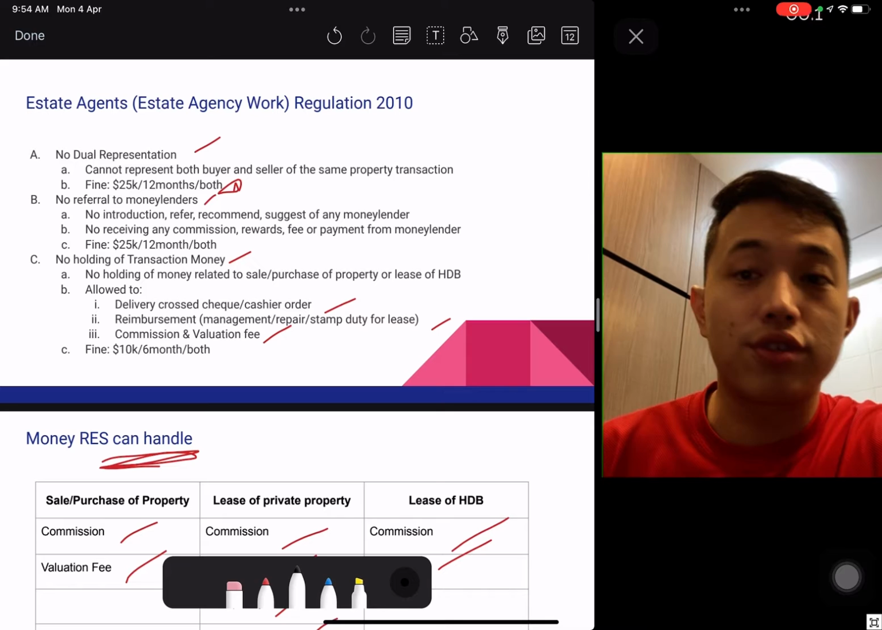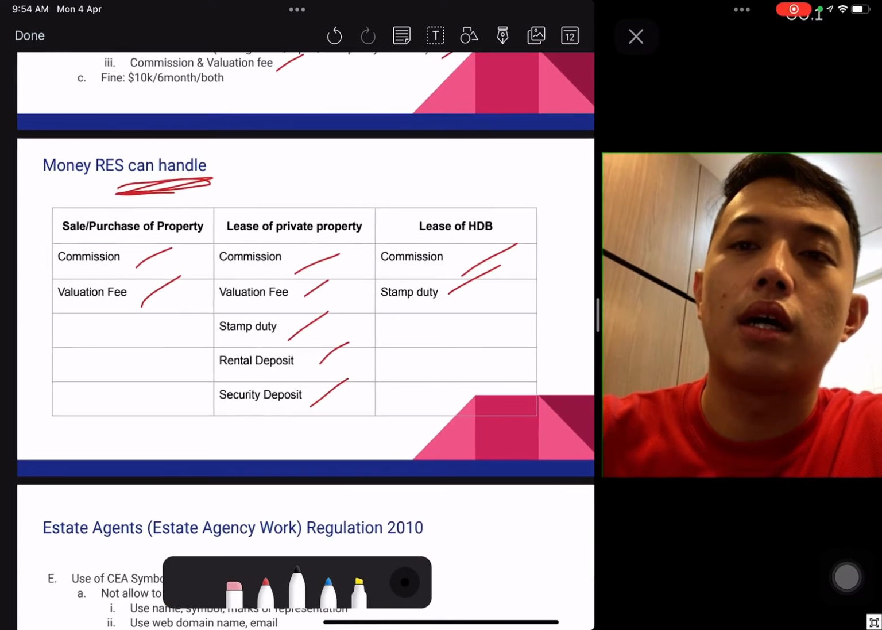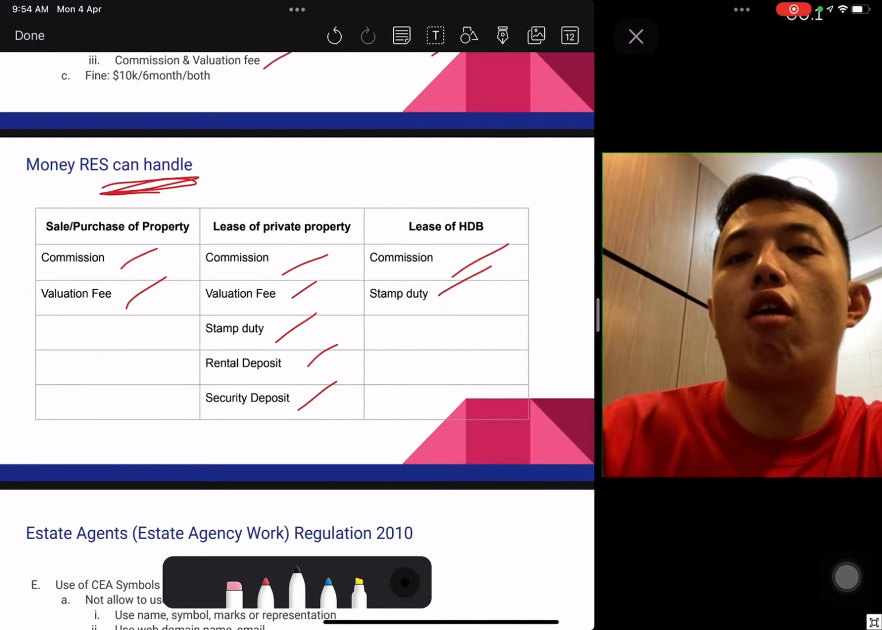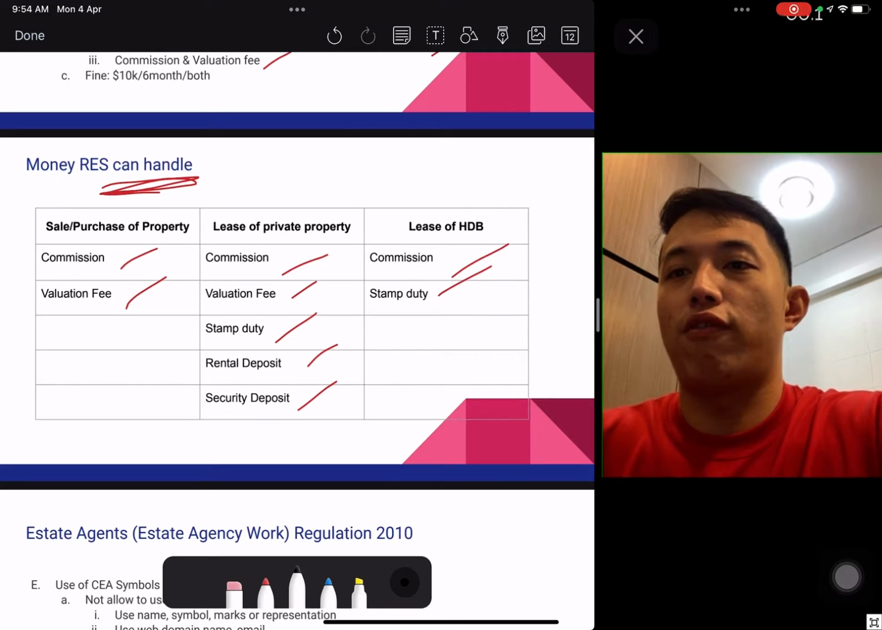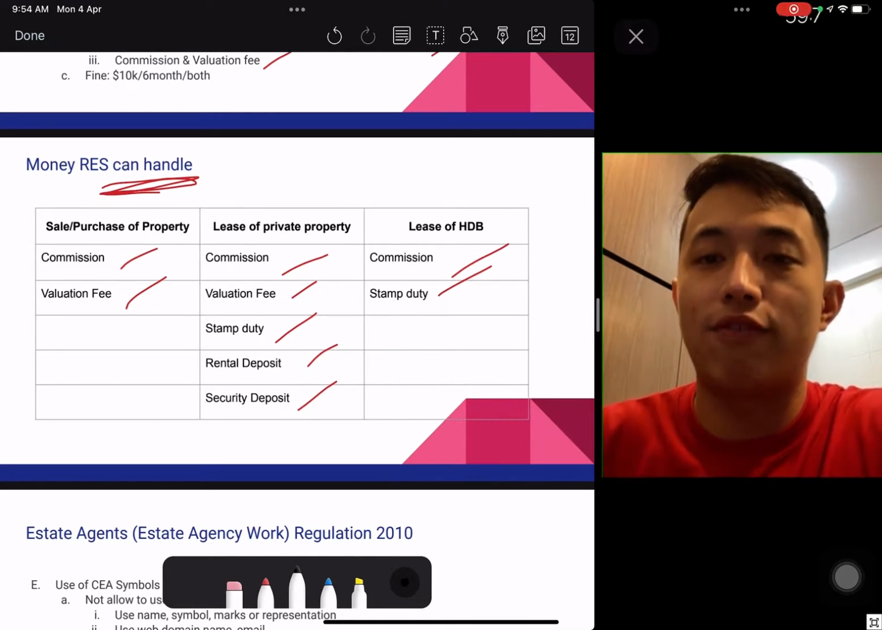This fine is 10.6, so it's 10k, 6 months, or both. So the money that a RES can handle, as a RES you can touch. Firstly, is definitely all commission of all the proper job that you have done. Yes, you can collect it from them.